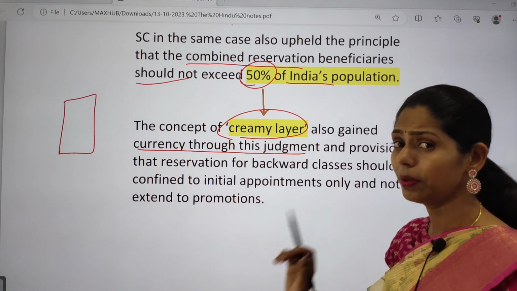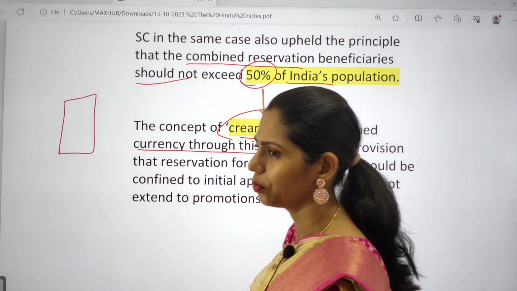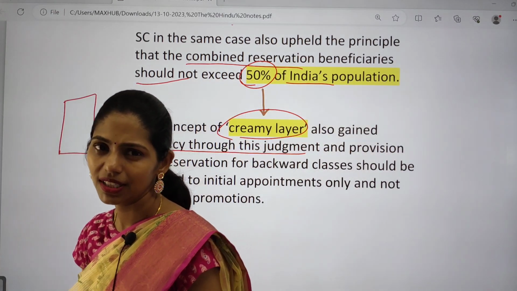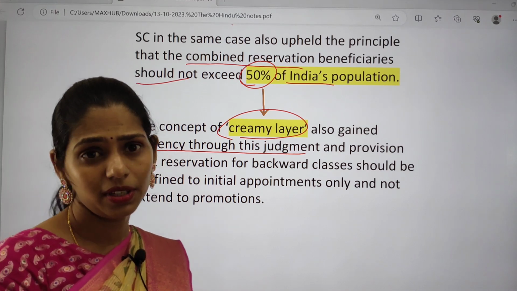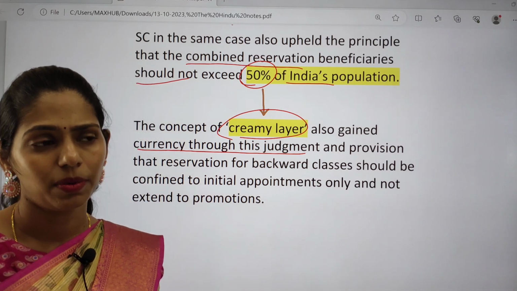If the people who are well off in economic status, they don't need any reservation policy, right? Because of this, we came up with the concept of creamy layer. At that time the Supreme Court also said that reservation should be provided only for the initial appointment in jobs, but not for promotion.